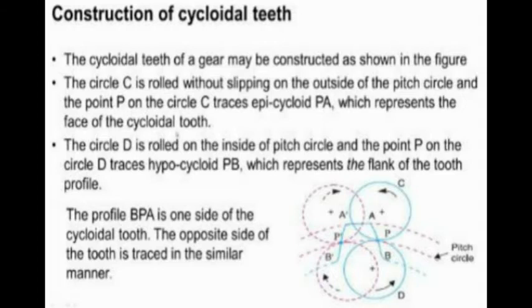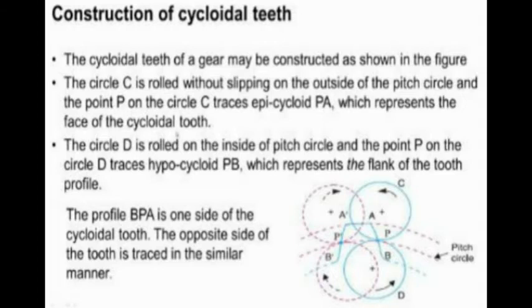The profile BPA is one side of the cycloidal tooth. The opposite side of the tooth is traced in a similar manner. Now when we combine the two profiles BP'A' and BPA, and join A and A' with a curve, this becomes one tooth of a gear. Once again, we consider the same point.